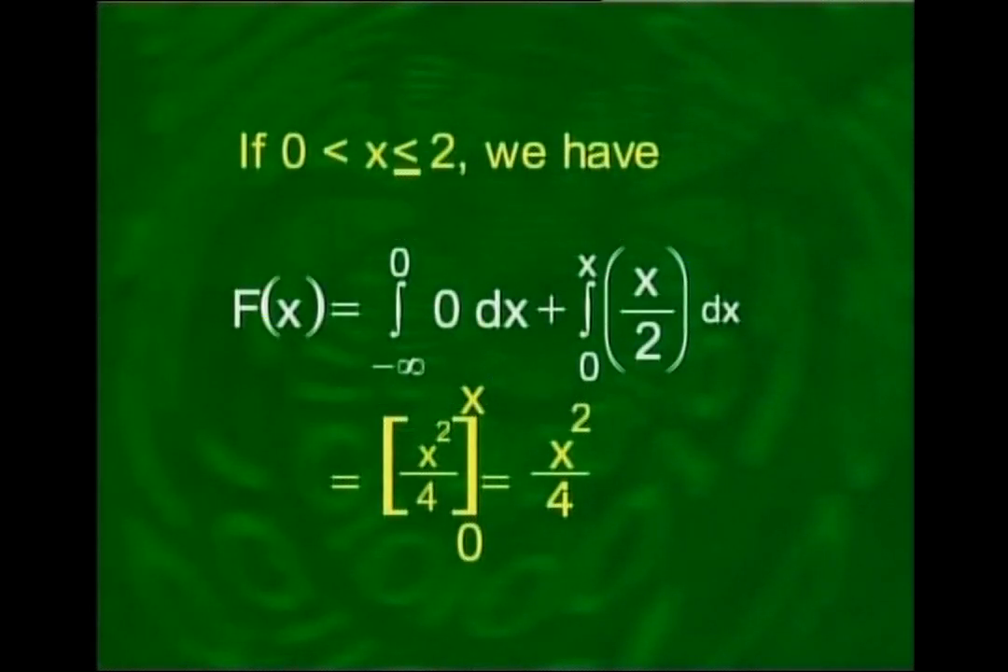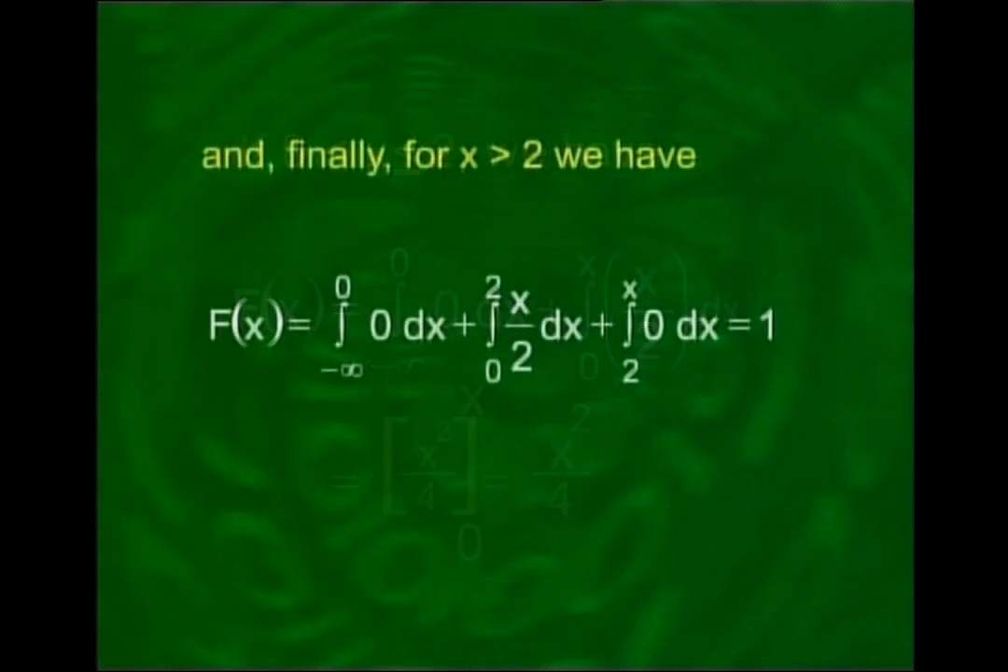Next, for the range x lying between 0 and 2, our capital F of x is given by the integral from minus infinity to 0 of 0 plus the integral from 0 to x of x over 2, which is our PDF for the range 0 to 2. And students, computing this quantity, capital F of x comes out to be x square over 4. Finally, for the range x lying between 2 and plus infinity, capital F of x comes out to be the integral from minus infinity to 0 of 0 plus the integral from 0 to 2 of x over 2 plus the integral from 2 to x of 0, and computing all these integrals, the answer comes out to be 1.